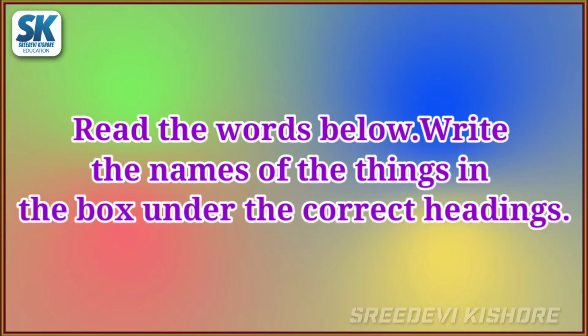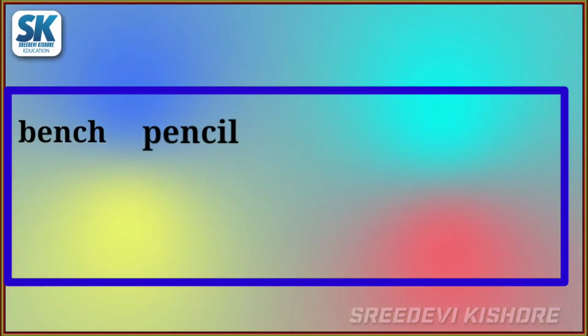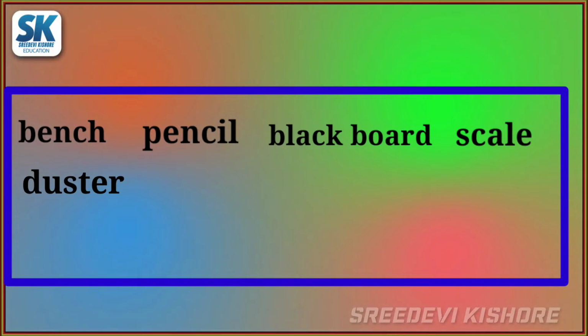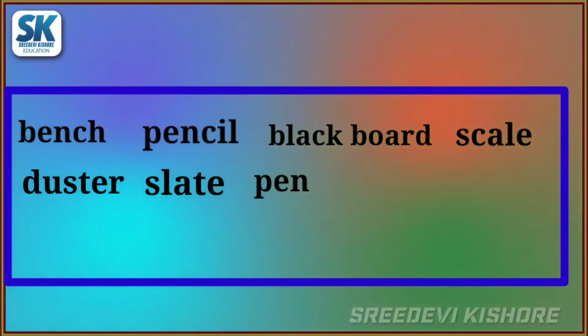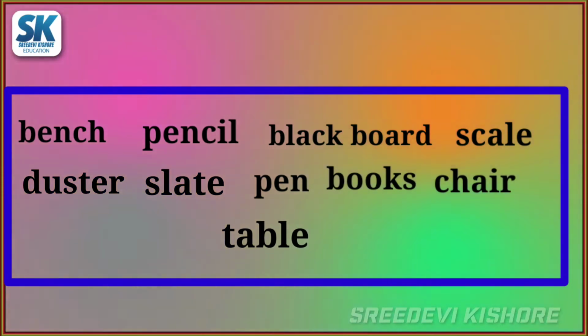Read the words below. Write the names of the things in the box under the correct headings. Bench, pencil, blackboard, scale, duster, slate, pen, books, chair, table.